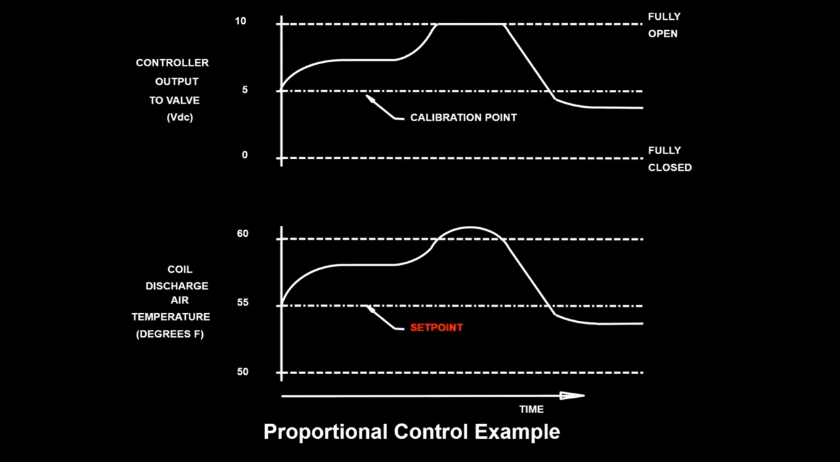When we get all the way to the edge of our throttling range, so at this 60 degrees Fahrenheit at our coil discharge, now our controller output is going to, for proportional control, sit right at 10 volts until you get back within that throttling range. So we see here we have some overshoot, and we see that at the end we're stuck with a little bit of steady state error.